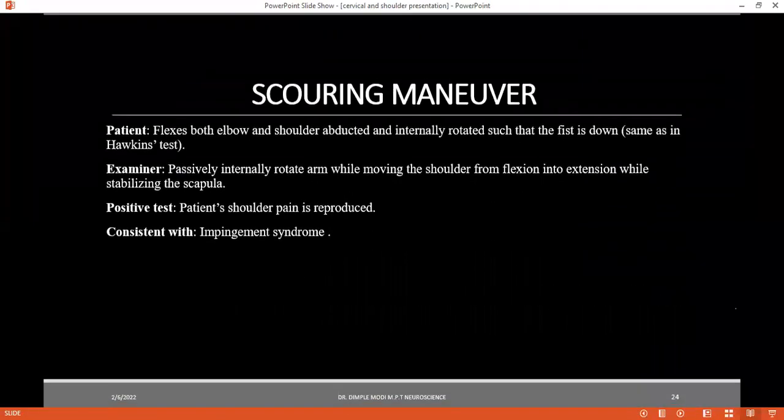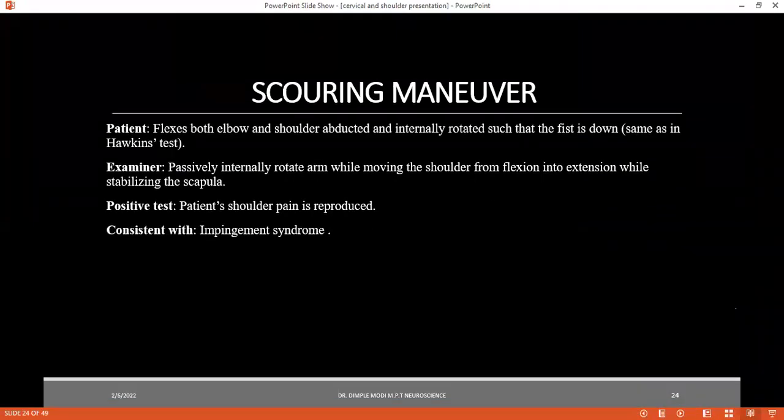Like this. Scouring maneuver: flex both elbow and shoulder, abduct. Okay, you have to bend the elbow and shoulder in abducted and internally rotated position so that the fist is down.